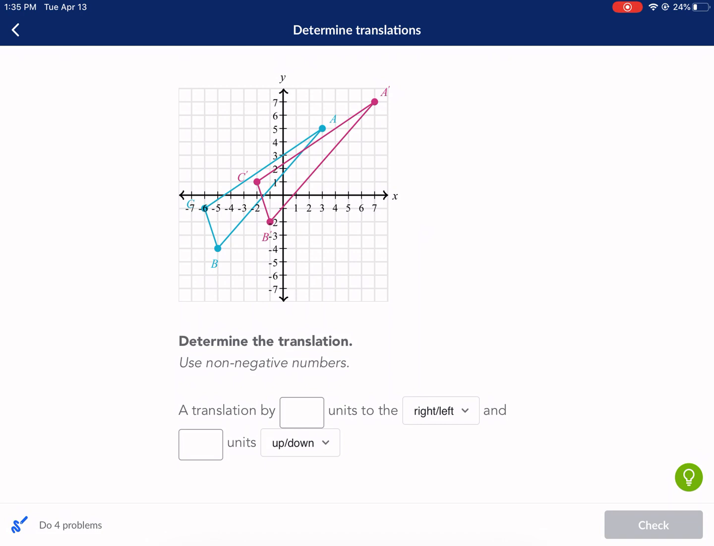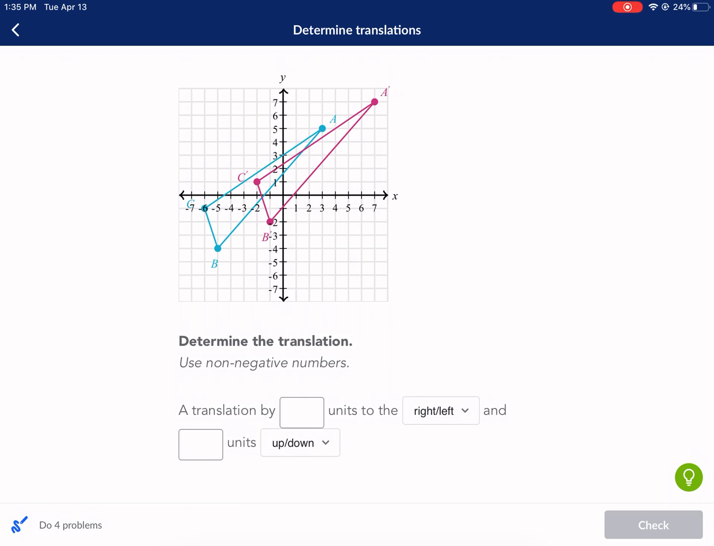Determine translations is what we're doing. Translating shapes is when you just slide it across the coordinate plane, either up, down, left, right, diagonal, or some combination. So let's go ahead and start. It's going to be real basic. It's going to say determine the translation. Use non-negative numbers. So it's just asking us, where does it go?